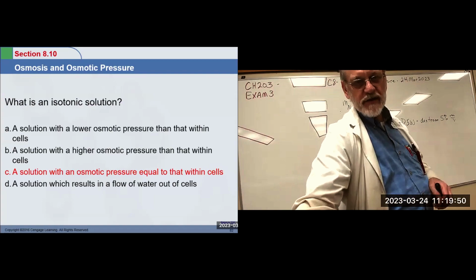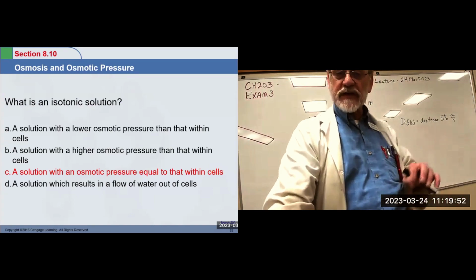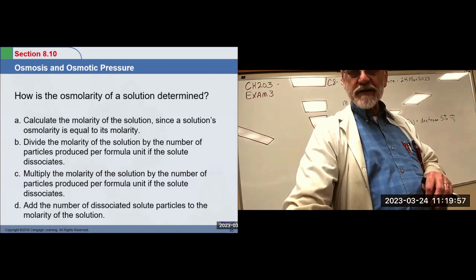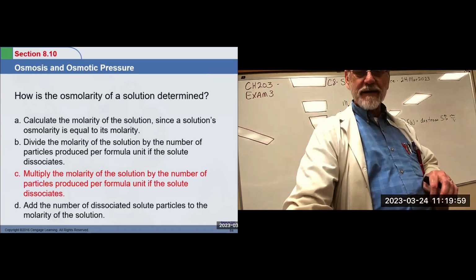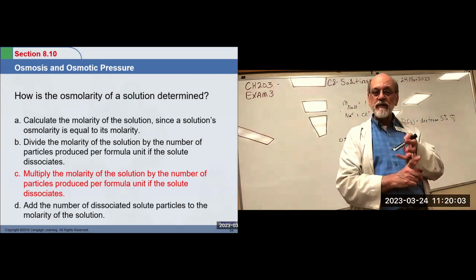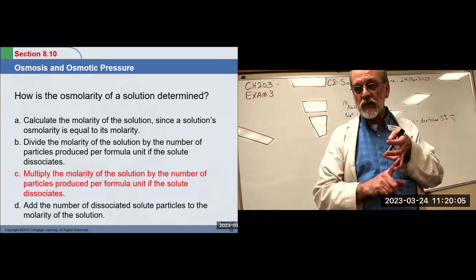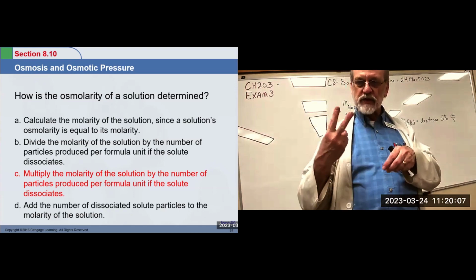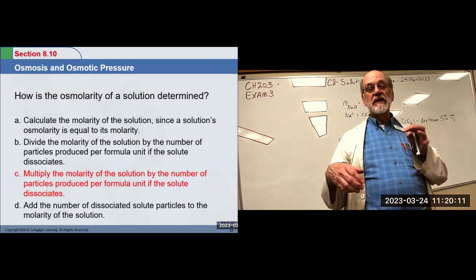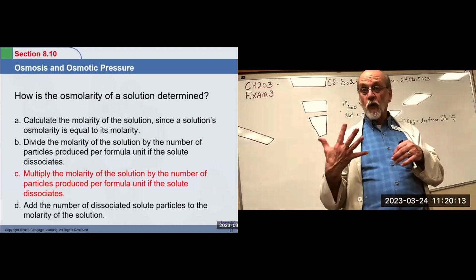Okay, an isotonic solution is one in which the osmotic pressure equals that within the cell. Osmolarity of a solution is determined by multiplying the molarity of the solution times the number of particles produced per formula unit. So sodium chloride would be 2, calcium chloride would be 3, ammonium phosphate would be 4.